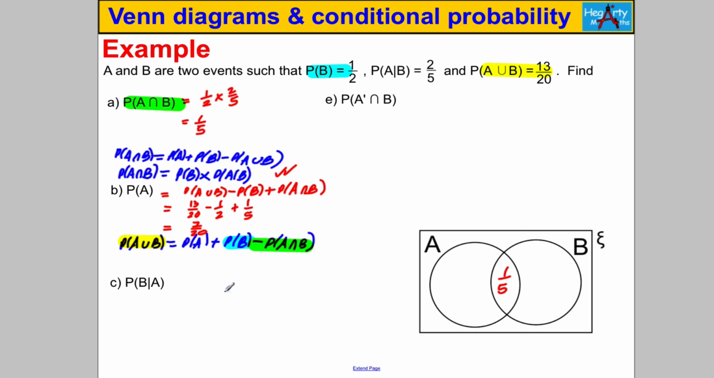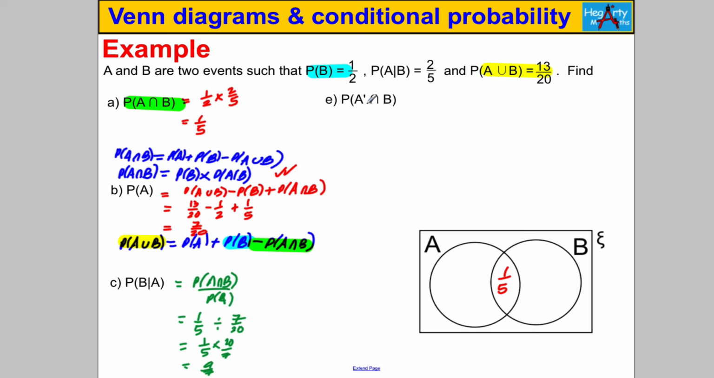Okay, next one, probability of B given A. Well, that's the probability of A and B divided by the probability of A. So we've got that from part 1, that's going to be a fifth divided by what we've just worked out, 7/20. And if we work that out, that's a fifth multiplied by 20 over 7, and that gives us 4/7.